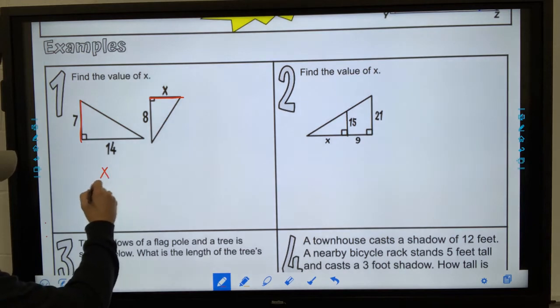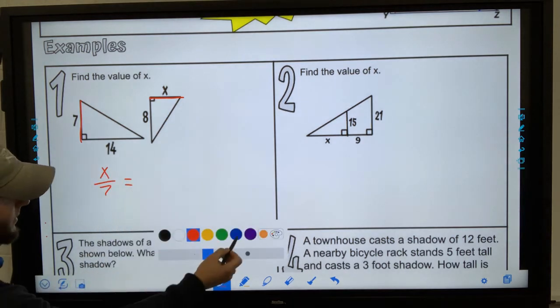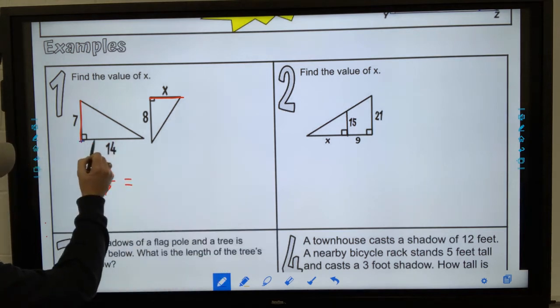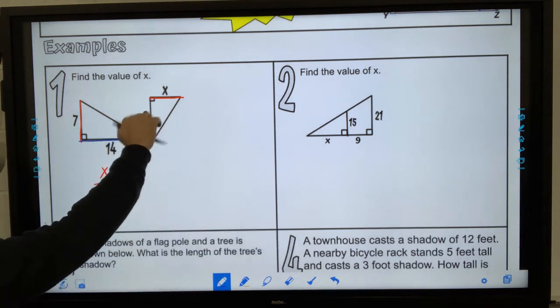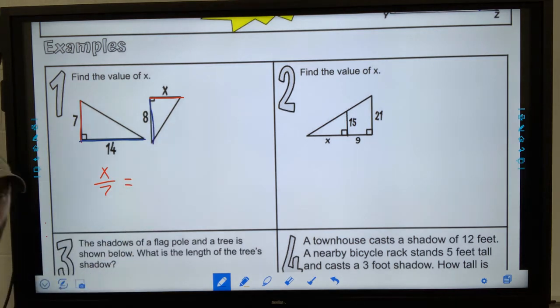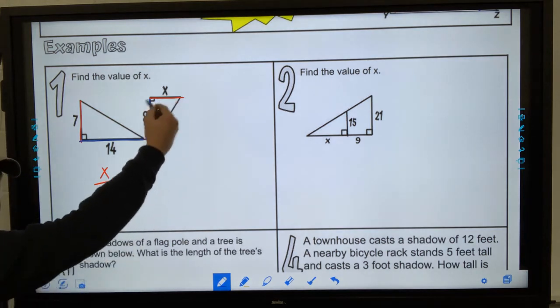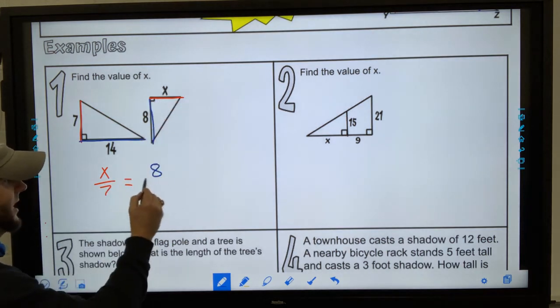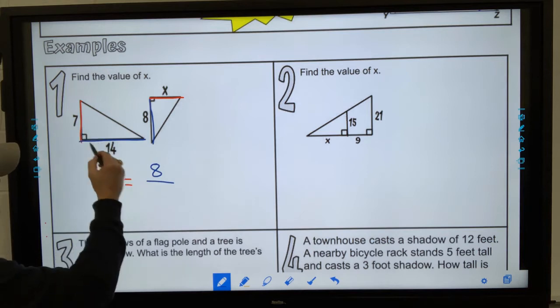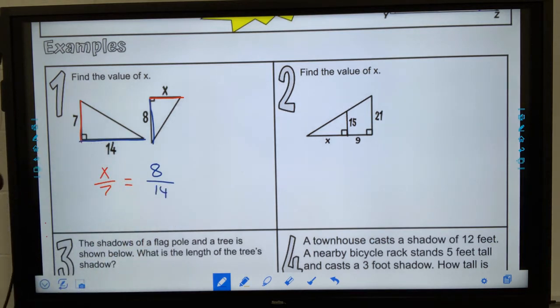I'm going to do X over 7, and set that equal to a second ratio. If I rotate this shape over, this bottom piece would match up. But I need to make sure X and 8 are on the same triangle, so I put 8 on top, and 7 and 14 are on the same triangle, so 14 goes on the bottom. Now I can cross multiply and solve for X.